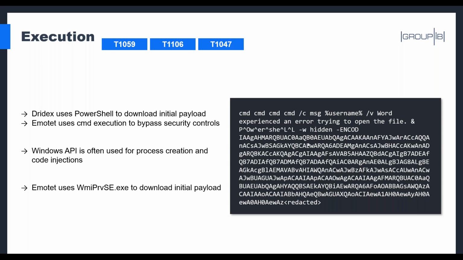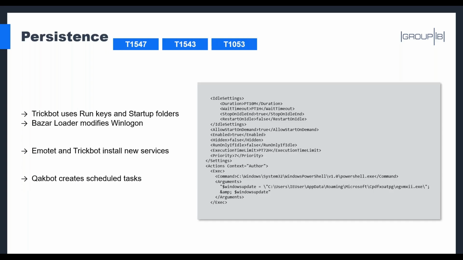Also, use of the Windows API is a kind of popular technique for botnet operators. Windows API was used by lots of different families to create new processes or to perform code injections. That is also very popular. And even WMI is also used by botnet operators and by some malware, for example, Emotet as well, using WMI to download the initial payload. The next step is persistence, and here again we have several techniques.